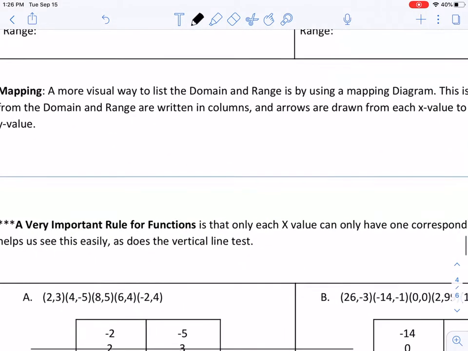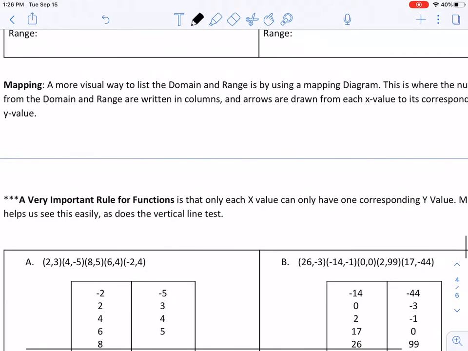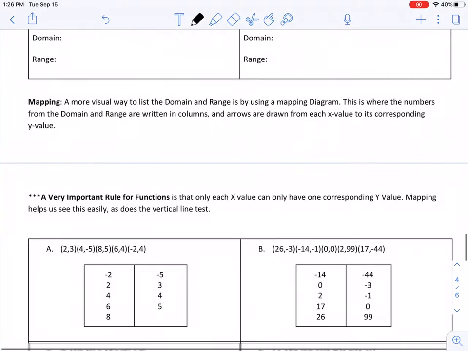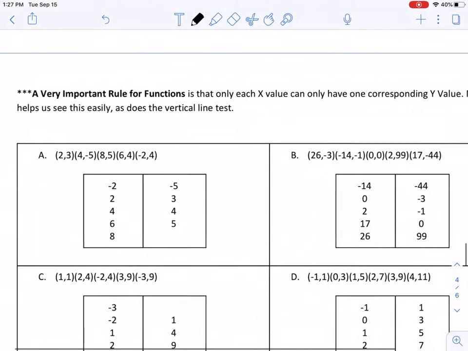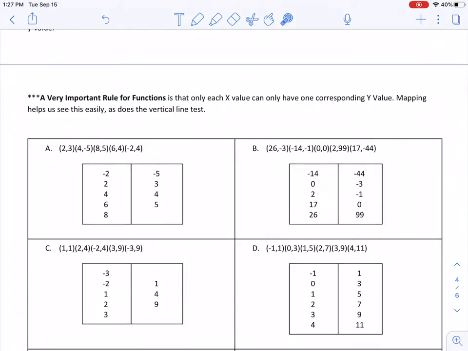I'm actually going to skip the last one too. Okay, so mapping is a more visual way to list the domain and range. And this is where the numbers from the domain are listed in a column, and so are the range, and then we just draw arrows to each. Mapping helps because in order for a function to actually be a function, each x value can only have one corresponding y value. So each input only leads to one output.